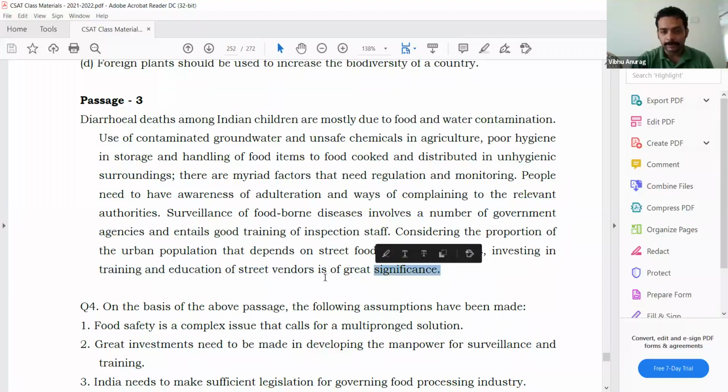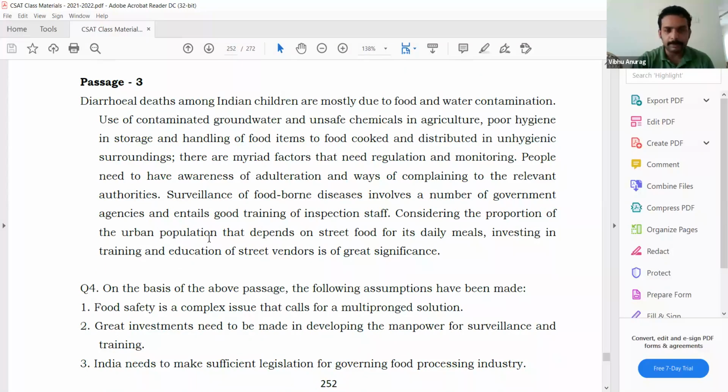Significance means importance. So it's of great importance, investing in training and education of these street vendors, because many people eat food every day from these vendors. So now what assumption does the author make? Number one, food safety is a complex issue that calls for a multi-pronged solution. So yes, that is true.